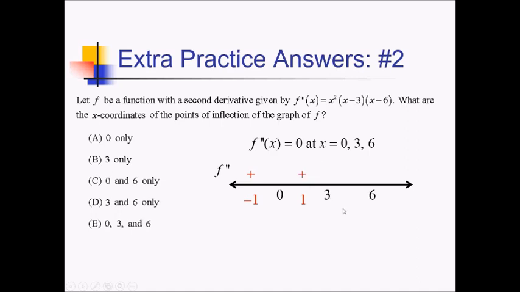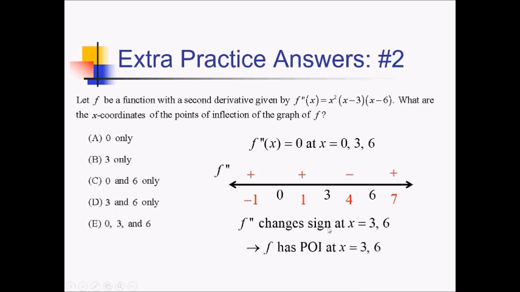Between 3 and 6, we've got 4. That's going to now be a positive times a negative, so negative. And bigger than 6, let's just do 7. So positive, positive comes out positive. So I see here that f double prime changes sign at x equals 3 and 6. Therefore, f has points of inflection at x equals 3 and 6, which is going to end up giving us choice D.